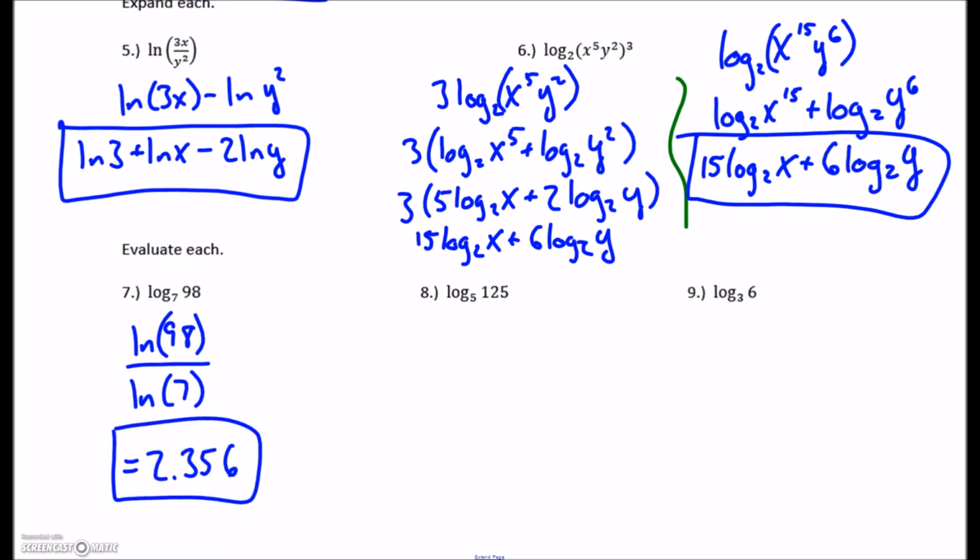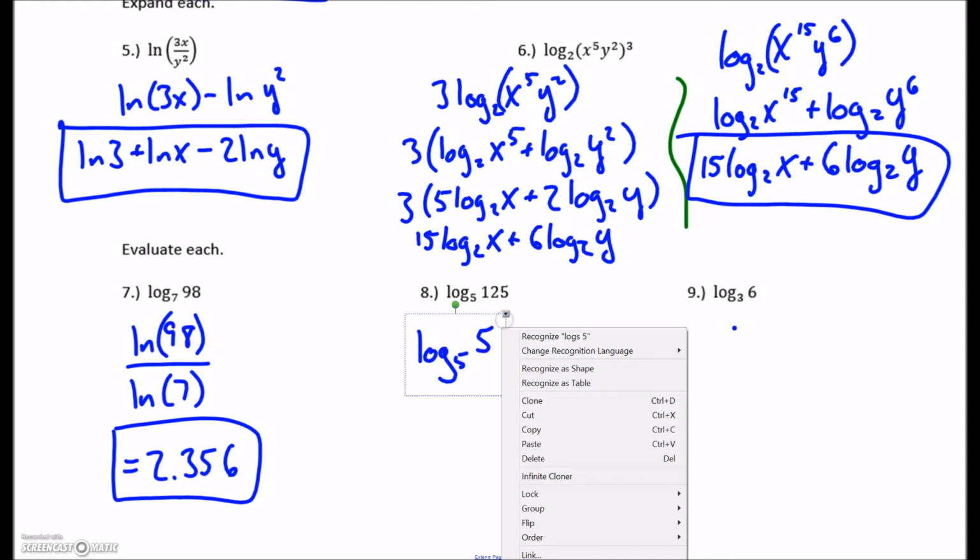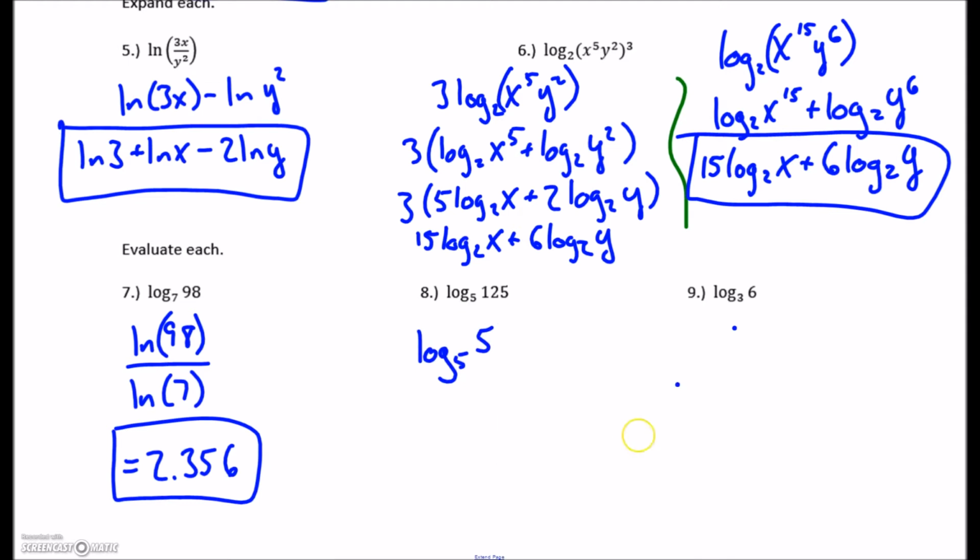Okay? If I look at the next one's one that I could do by hand. If you recognize it right now, 125 is 5 to the 3rd power. And what happens is log base 5 and the 5 cancel each other out, so this one's actually just going to give us a 3. If we were to plug this into our calculator, we just do natural log of 125 divided by the natural log of 5. And that'll also give us a 3 as long as we make sure we close those parentheses correctly.